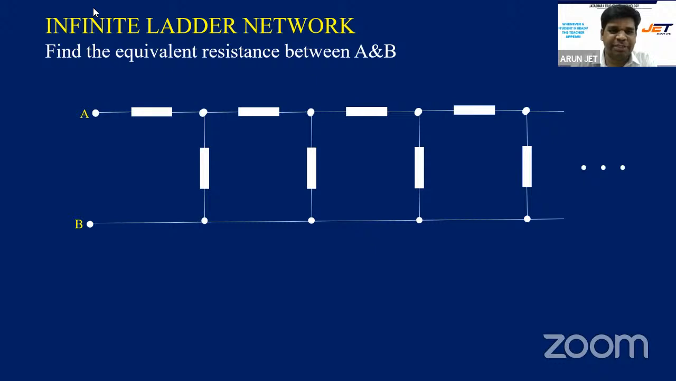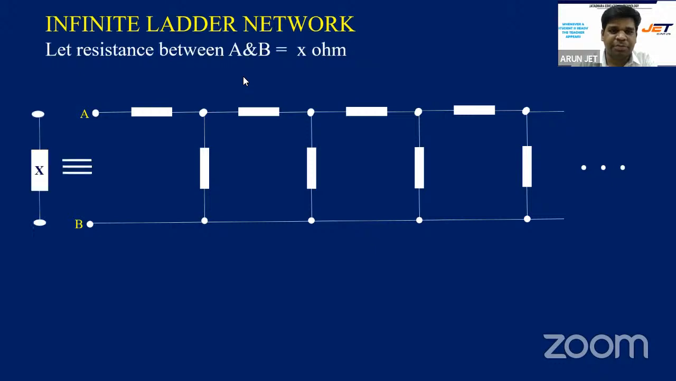All right. So let's see how to approach the problem. Look at the students. Let the equivalent resistance between A and B be X ohms of this whole network. Let it be X ohms. I'm assuming it to be X ohms. I'm naming it as X. I don't know what it is. So that's what I'm supposed to find out. So I call it X ohms.